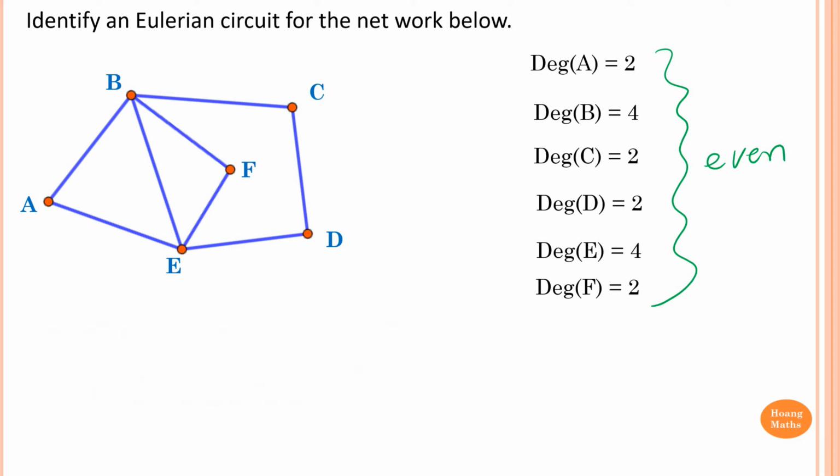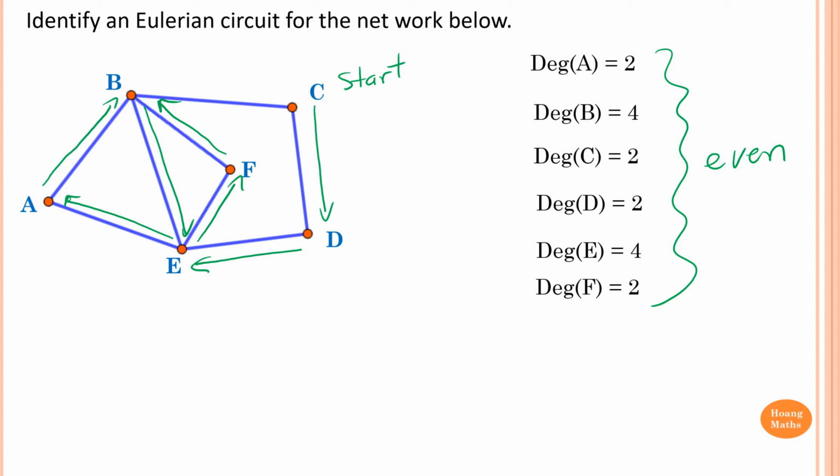So let me start on C. I travel from C to D, and from D I travel to E, from E I travel to F, from F I travel to B, from B I travel to E, and from E I travel to I, from I travel to B, and from B I travel back to C. So I start and end at C, and I visit every edge once only. So this is an Eulerian circuit.